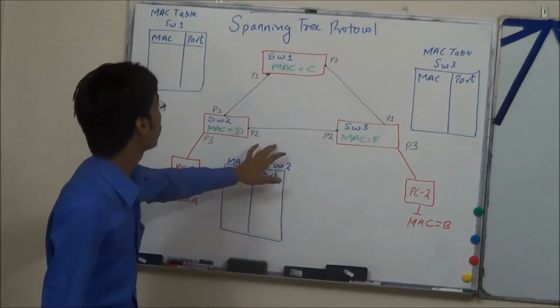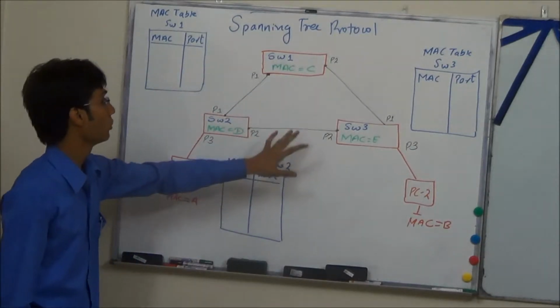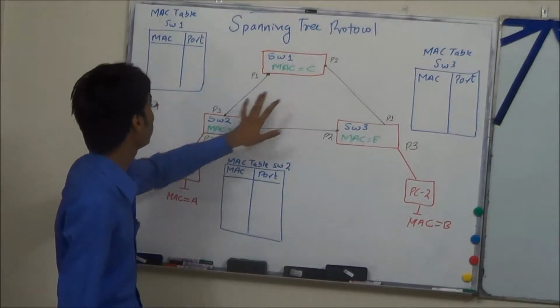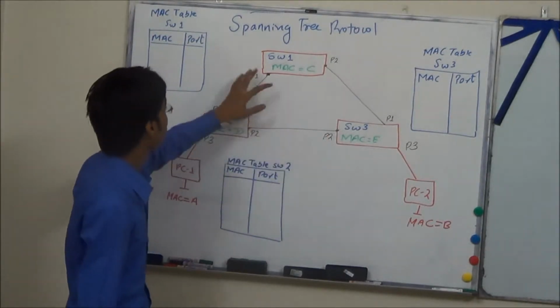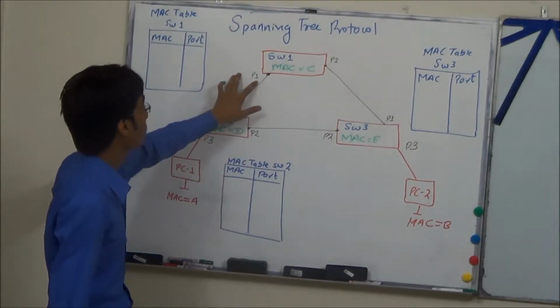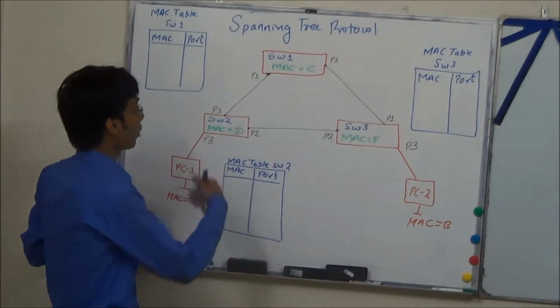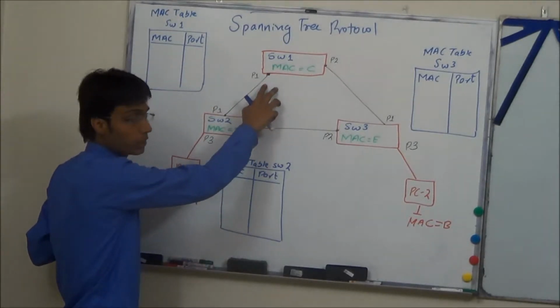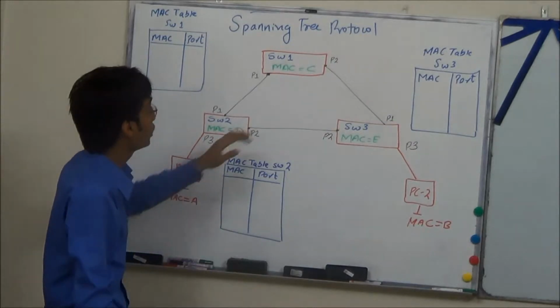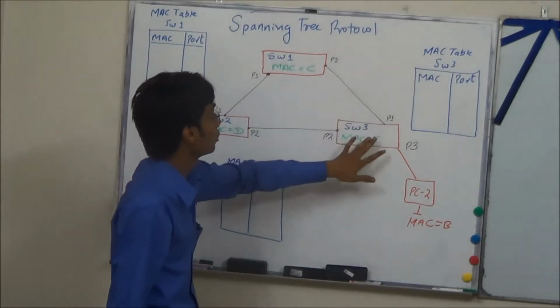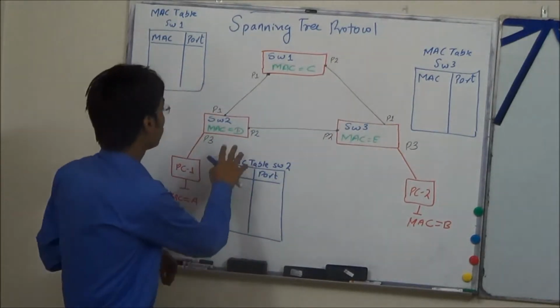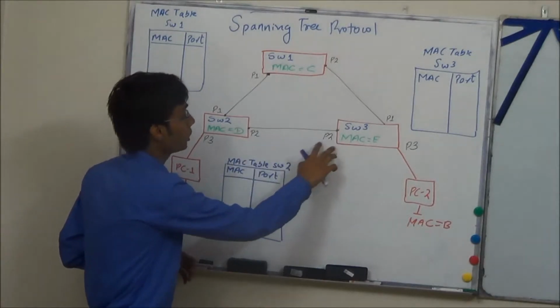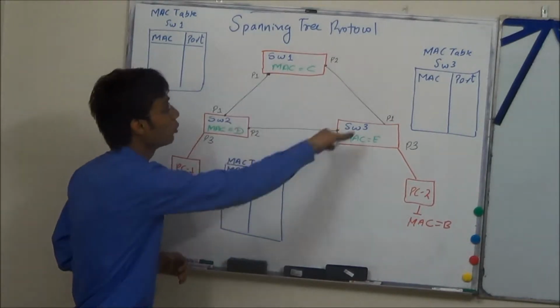So this is an example topology. We have three switches which are forming a loop. Switch 1 is connected to switch 2 and switch 3. Switch 1's port P1 is connected to switch 2's port P1, and switch 1's port P2 is connected to switch 3's port P1. Switch 2's port P2 and switch 3's port P2 are connected together. So they are forming a loop this way.